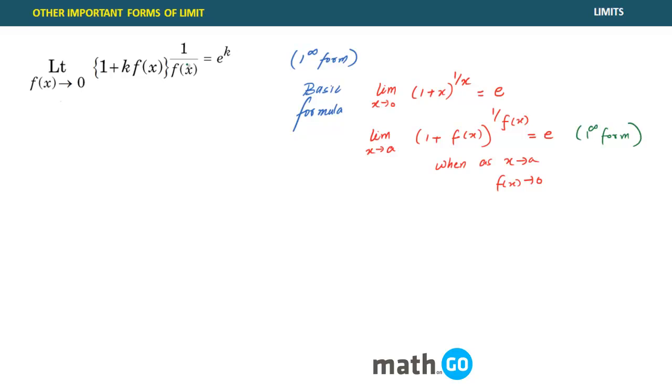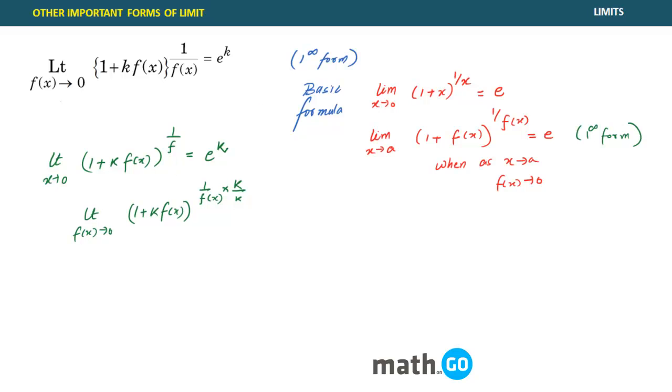Okay, got it? And this is the other formula that you can remember: if it was 1 plus k times f(x), raised to power 1 upon f(x), the answer will be e raised to power k. Though you can simply solve it without even remembering this formula. In this case, I need the reciprocal of the entire function, that is k f(x), so I can multiply and divide by k, and I know that limit f(x) is tending towards 0.